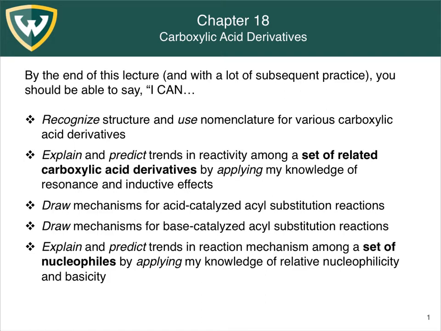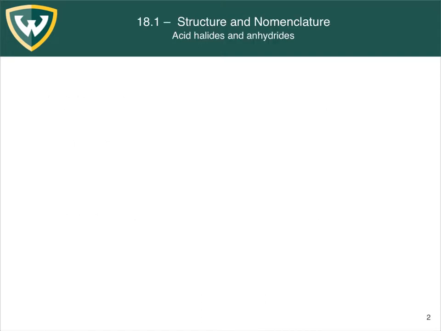nucleophilicity and basicity. We're going to start with a brief overview of some structures and nomenclatures of carboxylic acid derivatives. On this slide, we'll talk about carboxylic acid halides and anhydrides. We can think about acid halides as a more reactive version of carboxylic acid, where we've basically switched the OH to a chloride to make a better leaving group. So here I'm just showing a generalized structure for an acid chloride.